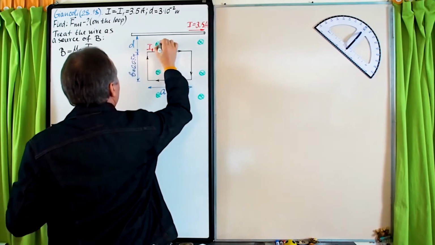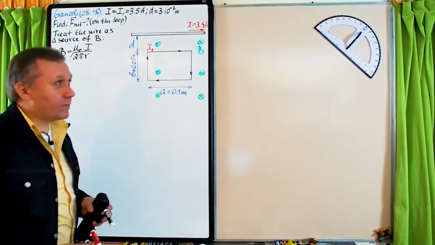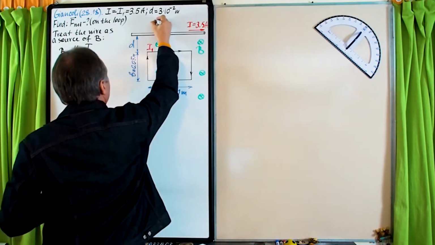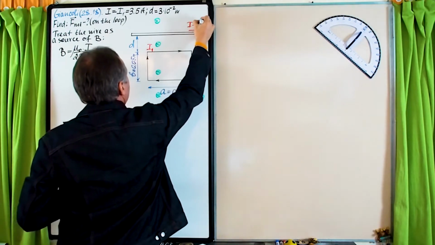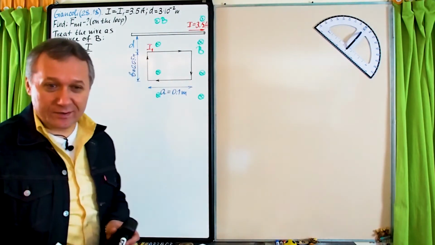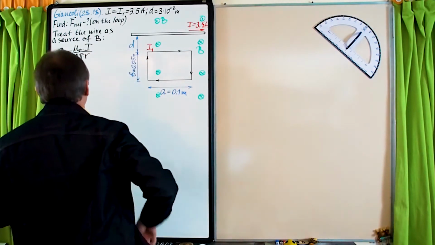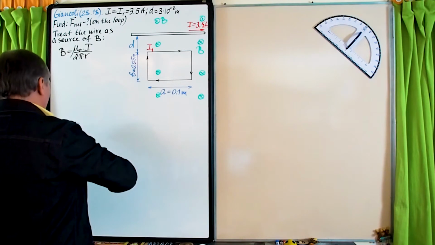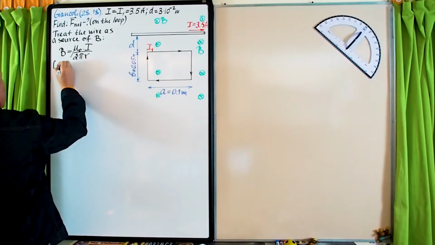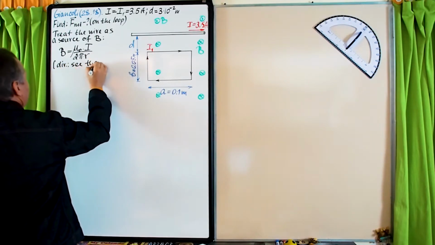So that's B. And of course, above, as I said, out, dots. So that's the magnetic field created by the wire. Okay, let me write the direction. See the figure.